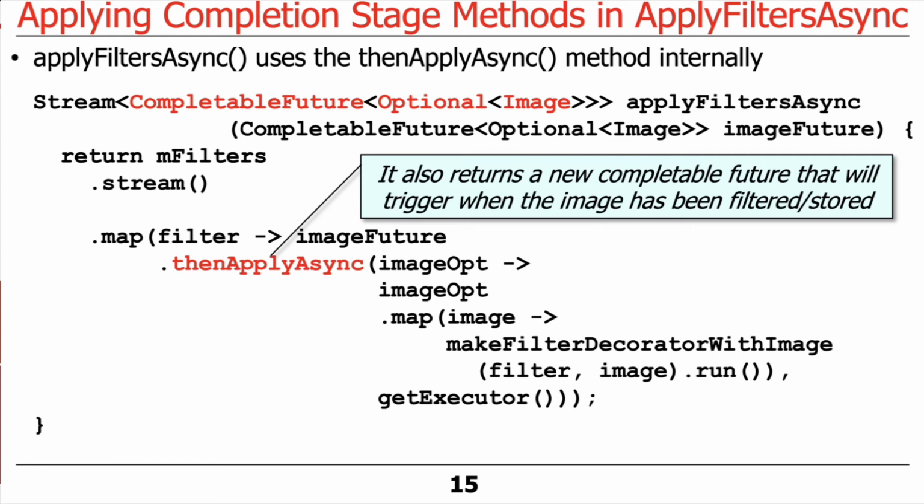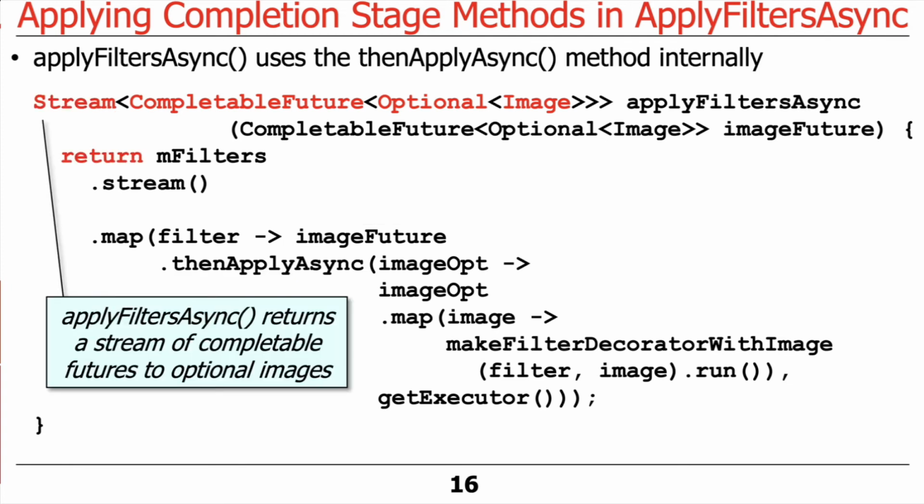This thenApplyAsync will also, of course, return a new completable future that will trigger after the image has been filtered and stored. So after filtering and storing is done, then that completable future will be triggered. Now notice what's going on here.